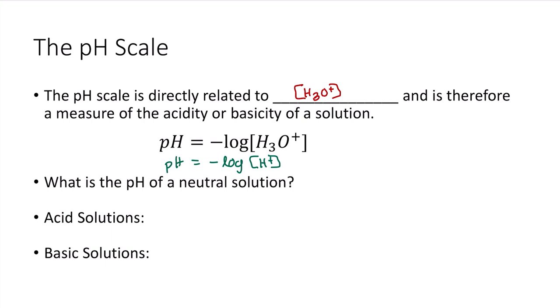When we have a neutral solution, we already saw that the concentration of hydroxide and hydronium ion have to be equal to each other, and that is when the concentration of hydronium ion is equal to 1.0 times 10 to the negative 7. So we can plug that into our equation to solve for the pH. And we can take the negative log of 1.0 times 10 to the negative 7. And that is going to give us a pH that is equal to 7.